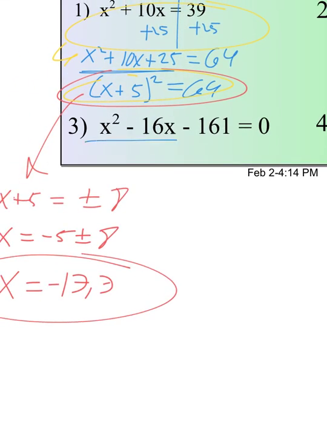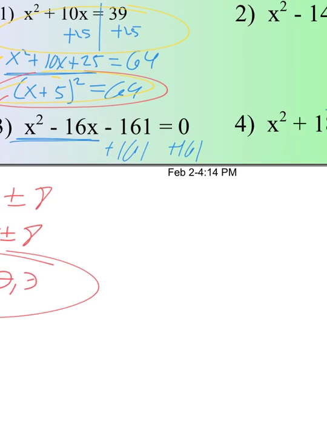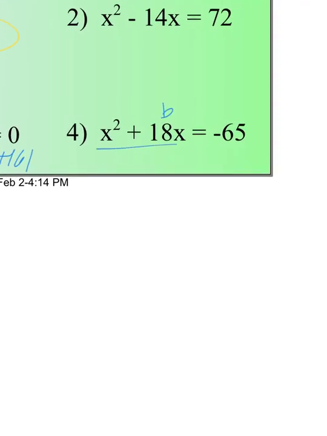If it's not set up where you have the x terms by themselves on the one side, well, then I just have to add the 161 to the right side. And once it's over there, then I can do the same thing as the one above. But I think this is the way you want to set these up for completing the square. Get the x terms on one side, the constant on the other. Okay? So this one's right.